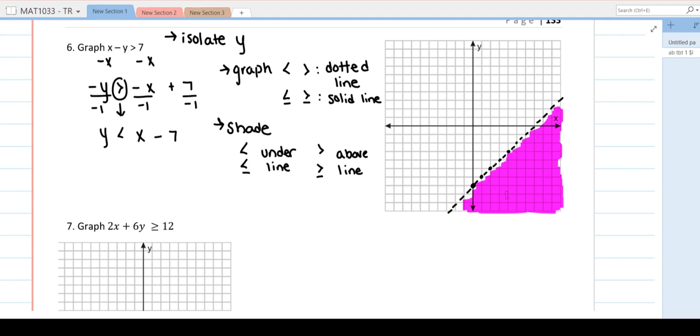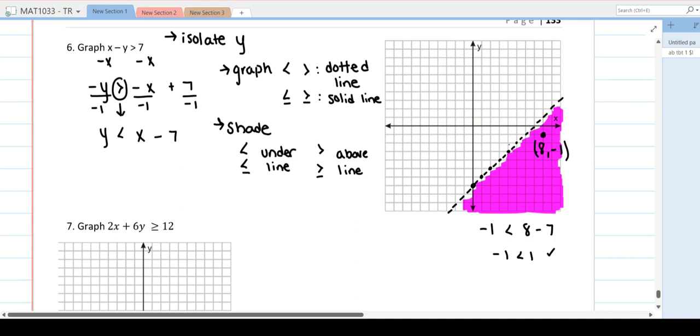And if you want to check your work, you can pick a point. So let's say I pick this point right here. That's going to be the point 8, negative 1. Plug it in and check it. So let's see. Negative 1 is less than 8 minus 7. So negative 1 is less than 1. That works. And that's all you do here. So these are fairly simple because you already know how to graph. It's just remembering dotted line or solid line and then above or below.